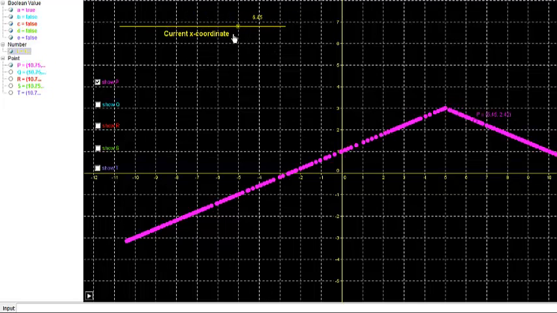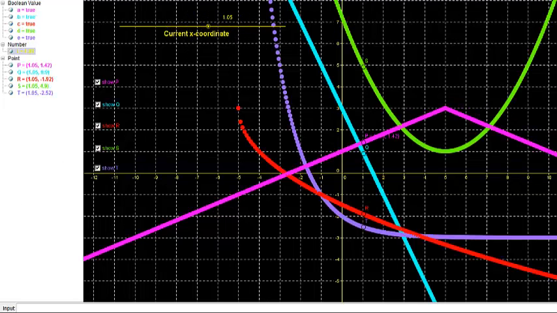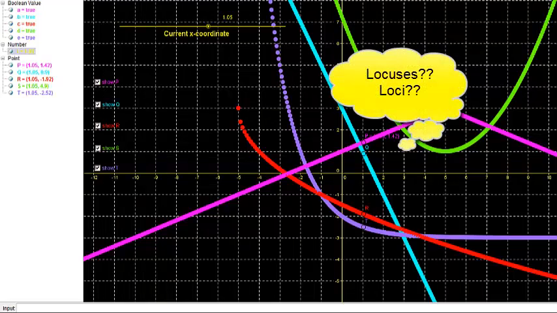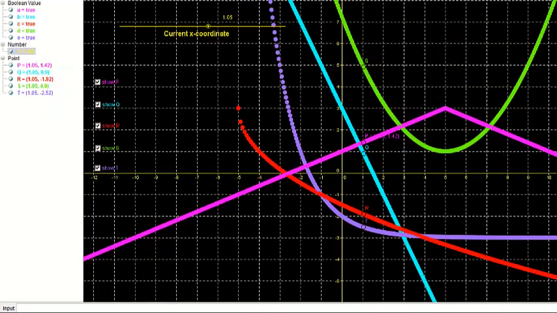Even though we hadn't yet defined the word locus, they could see that it was a path left by a point. And each of these points leaves its own locus because they're each following their own rule as they move around.